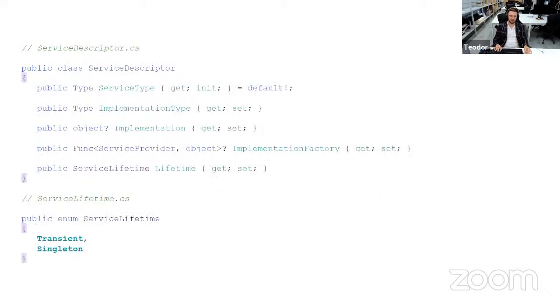And yeah, let's take a quick look at the descriptor. This is like how the business is organized here. So we have the type, which should be the interface. Then we have the implementation.